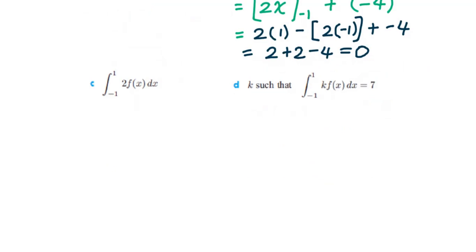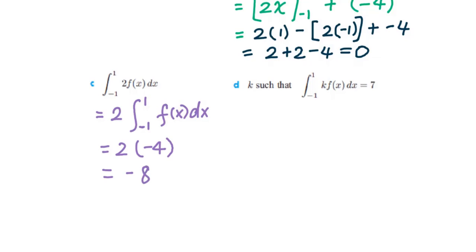Let's go to C. This time we can take this 2 out. We will get 2 times integral from -1 to 1 of f of x dx. So you get 2 times -4 equals -8.